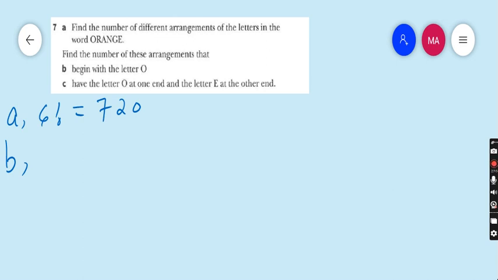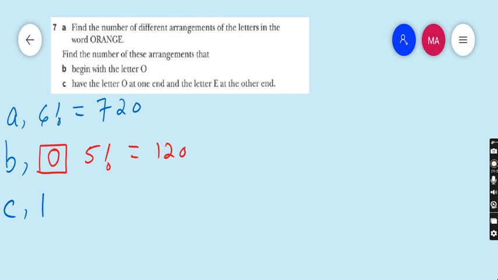So with the letter O means we have to fix O in the first place. So now we will not count O. So remaining letters are 5. So 5 factorial. The answer is 120. I hope you understand. Part C. Part C is have the letter O at one end and the letter E at the other end.